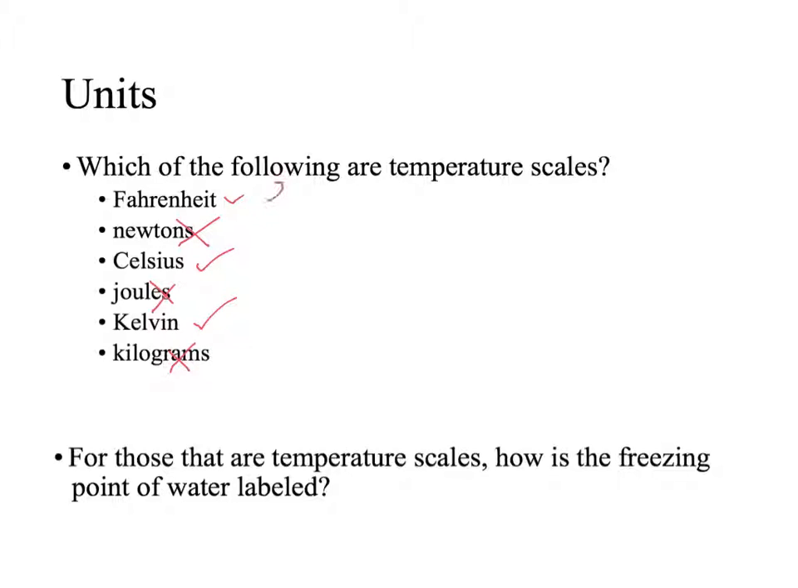For those that are temperature scales, how is the freezing point of water labeled? Well, for Fahrenheit, 32 degrees Fahrenheit. For Celsius, that's 0 degrees Celsius. And for Kelvin, 273 kelvins, no degree sign.